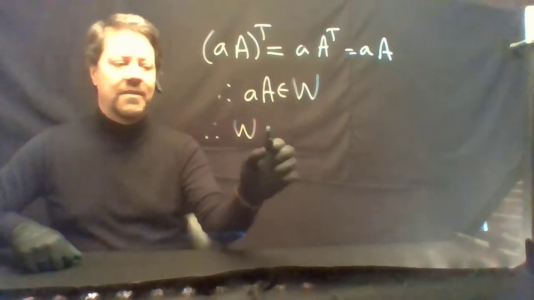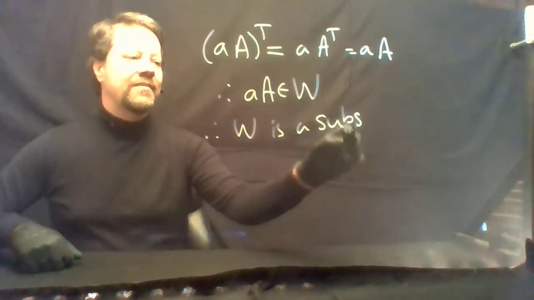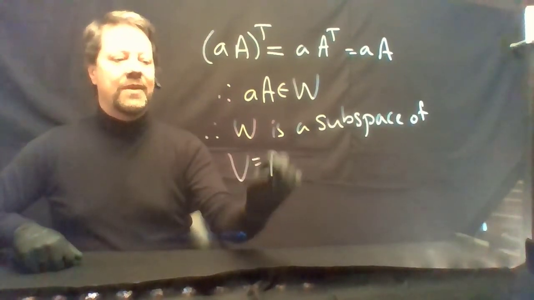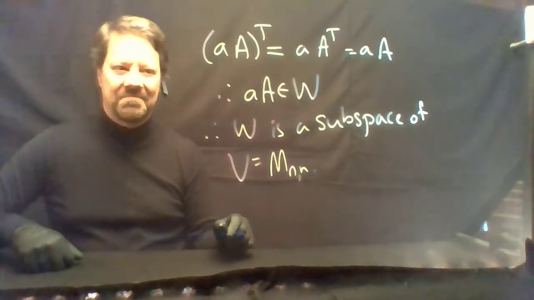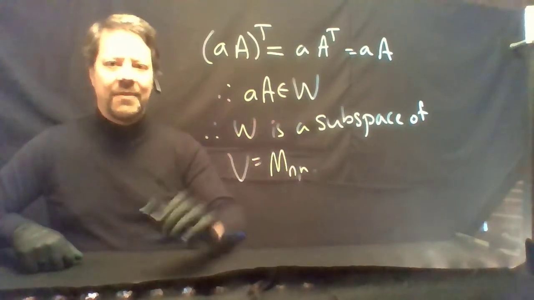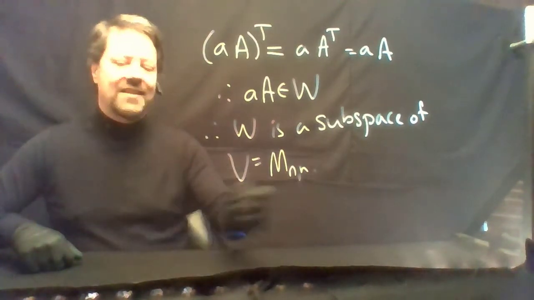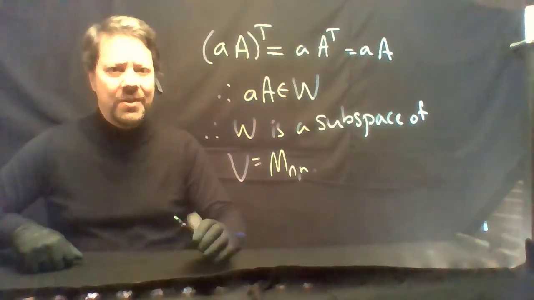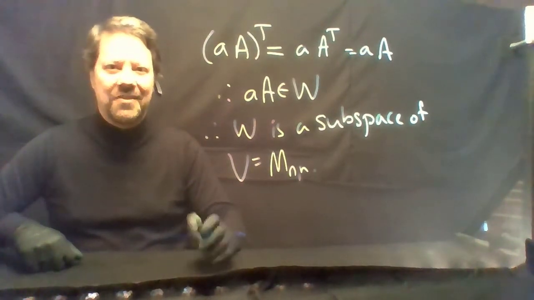Therefore, by our theorem, we deduce that W is a subspace of V, which was the set of all n by n matrices. W, remember, was the set of symmetric matrices. That's a subspace. I ask you, is the set of skew symmetric matrices also a subspace? I'll let you check that.